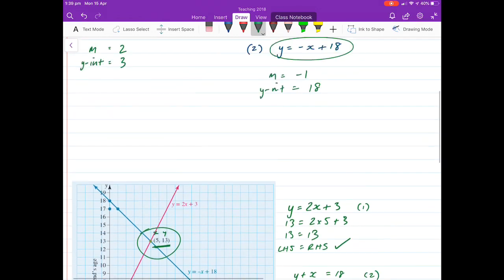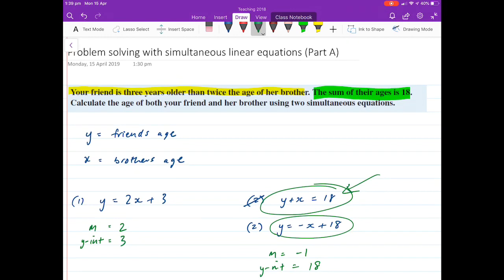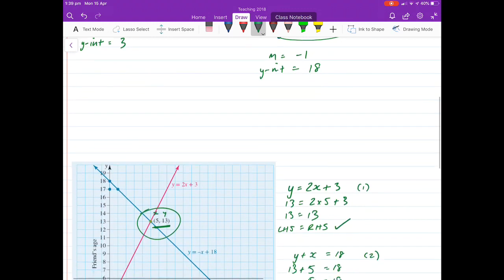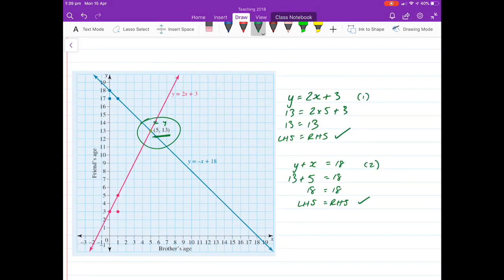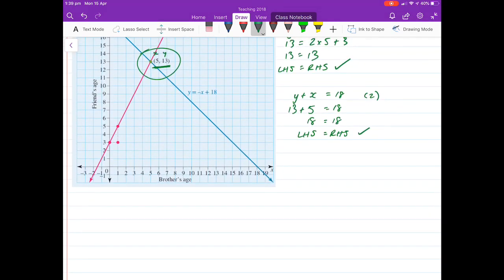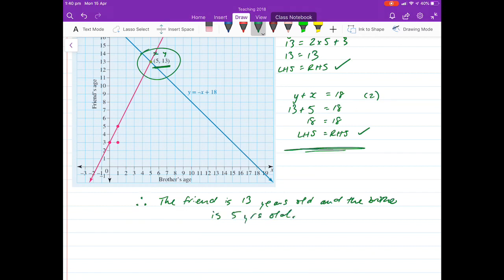Now, to finish off the question, keeping in mind it says to calculate the age of both your friend and her brother using the equations. So with that solution of (5, 13), we can now finish off by saying something like: the friend is 13 years old and the brother is 5 years old.